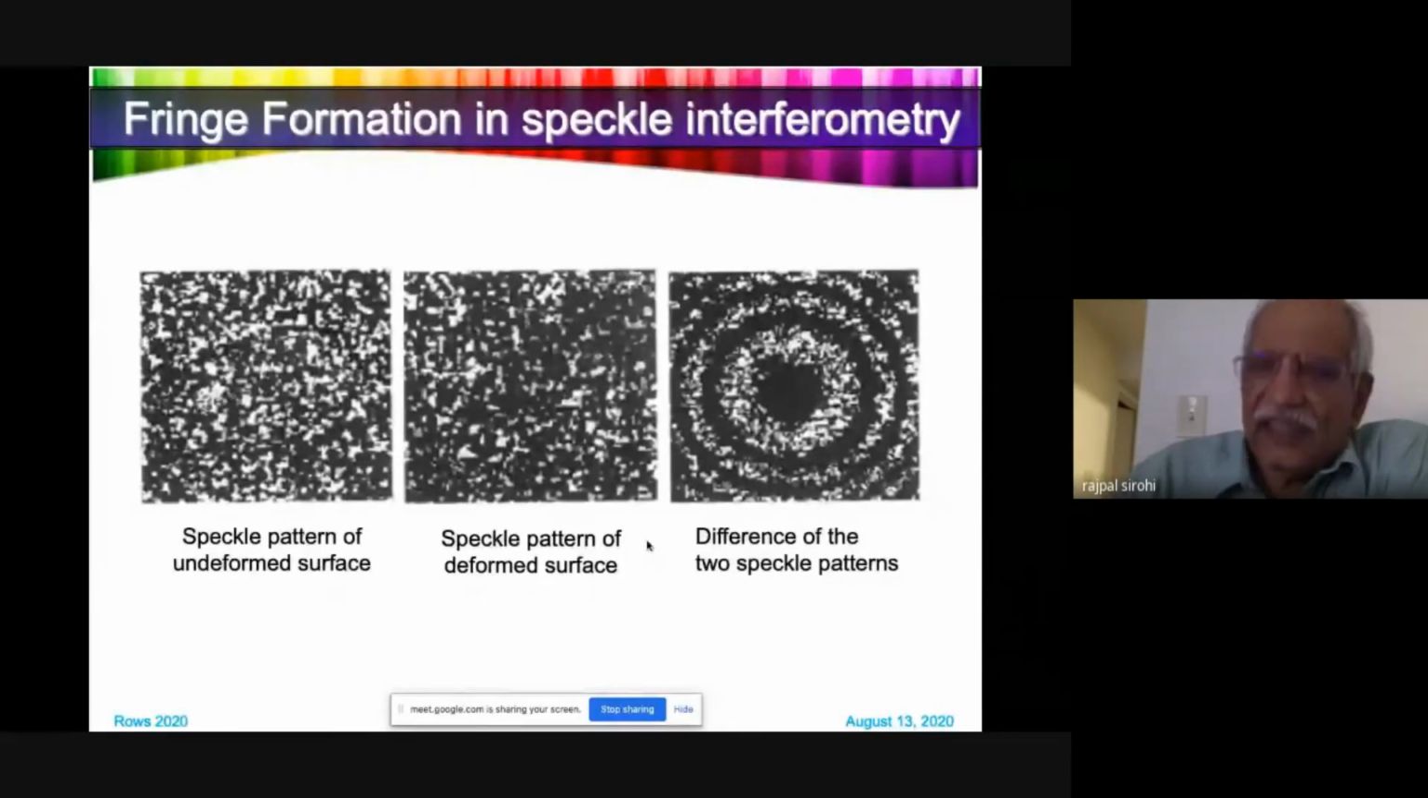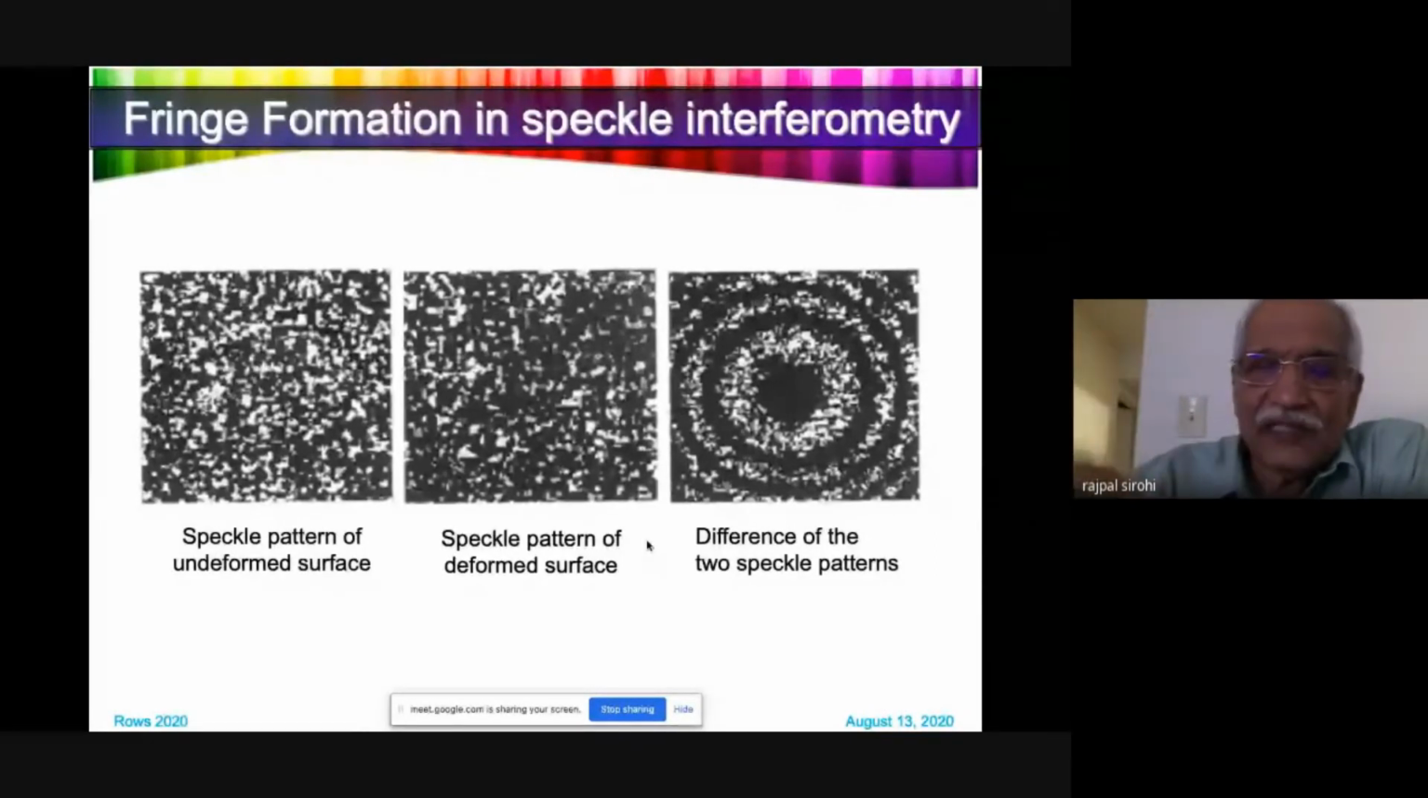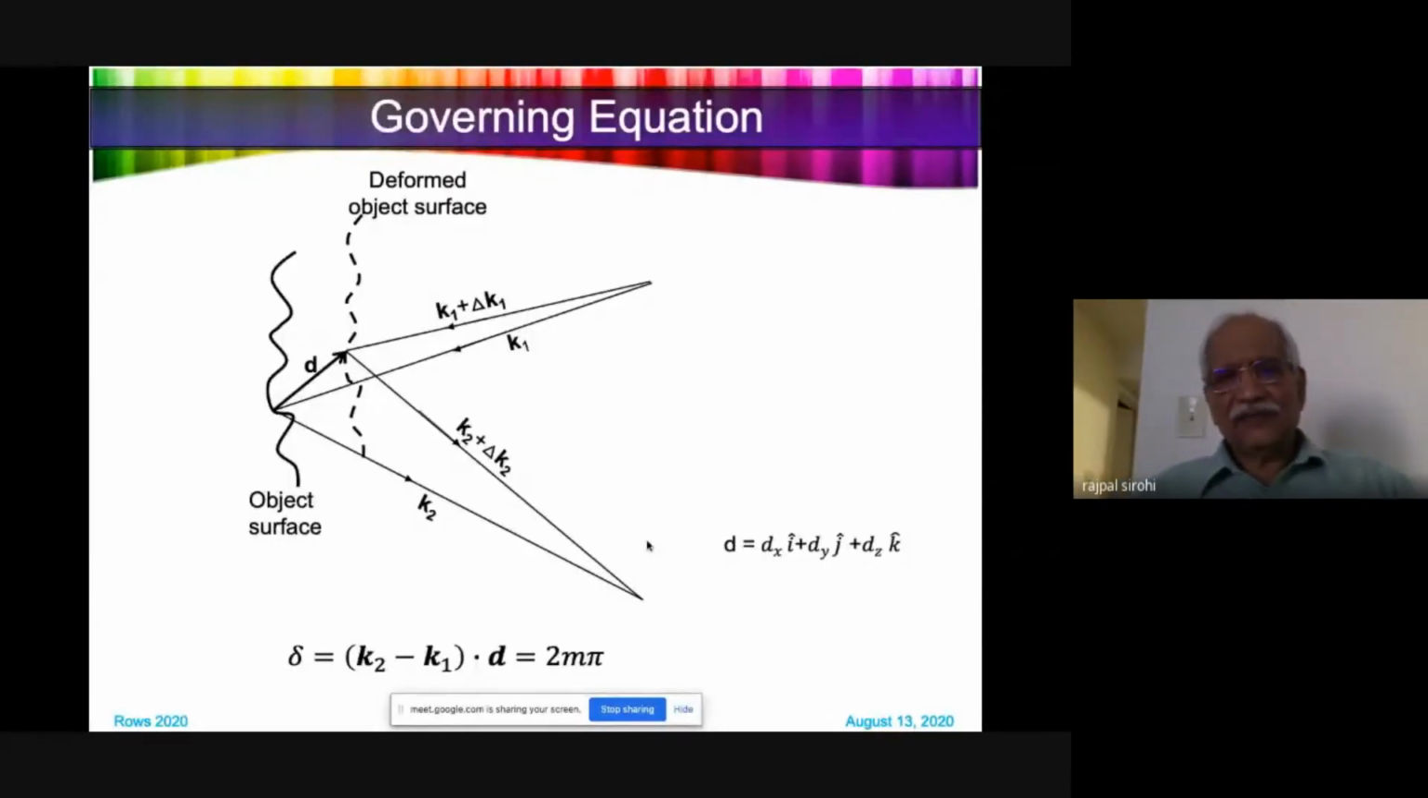This is for a case where we have a diaphragm which has been centrally loaded, so you have symmetric circular fringes. This is the governing equation. It is used in holography. It is used in a somewhat different way in interferometry as a whole. Whether I talk about Michelson interferometer or Rayleigh interferometer or Mach-Zehnder interferometer, everything is within this diagram.